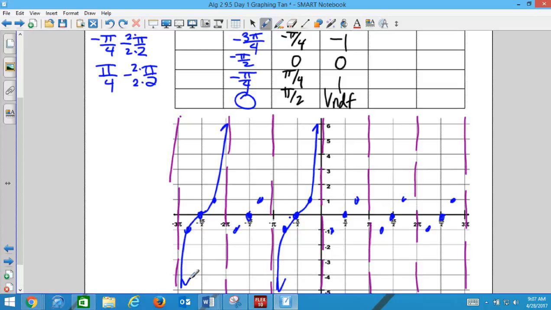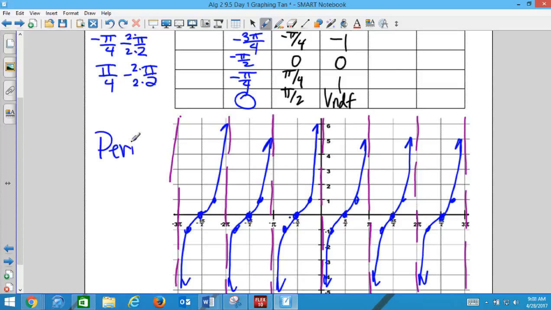Did you figure out your period for this one? It's the same. What would make the period change? A horizontal stretch or horizontal shrink would make the period change. We haven't had that yet. So the period is just going to be pi unless we have one of those.